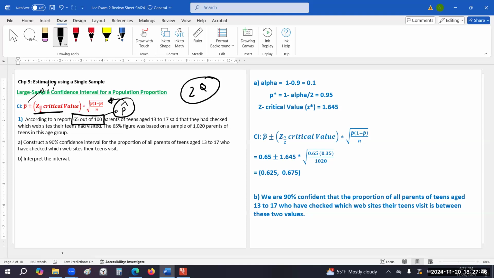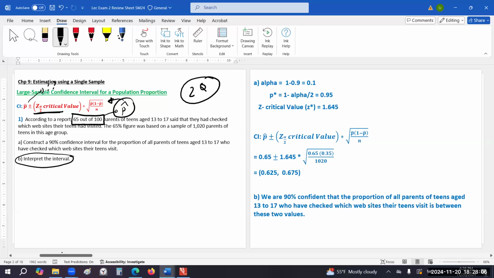Yes, I'm going to give you all the tables. The Z table, T table, chi-square table, all of these will be given to you. You don't have to print out anything except for your cheat sheet. So make sure you know how to interpret your confidence interval.